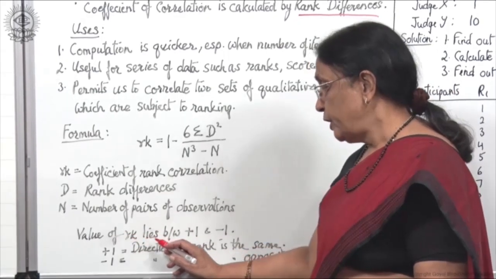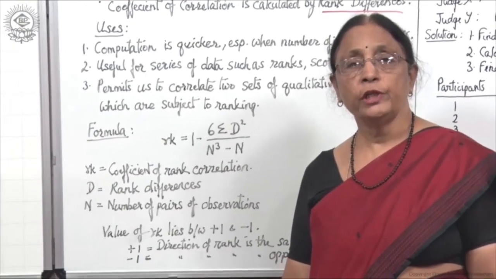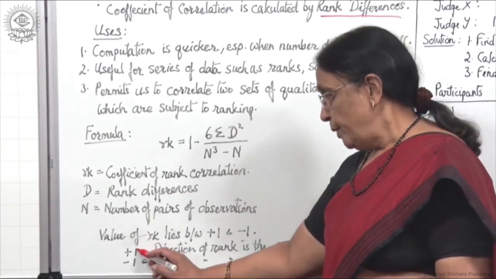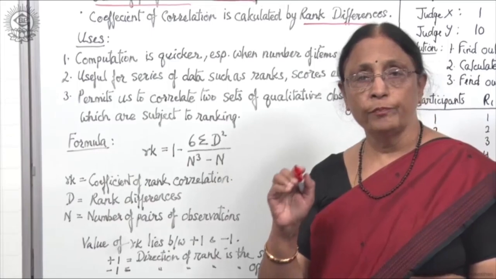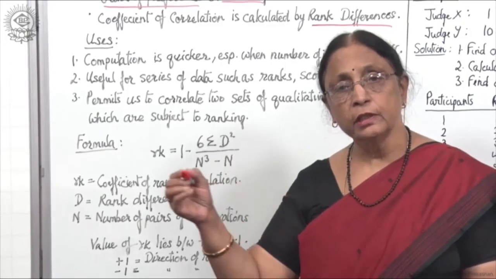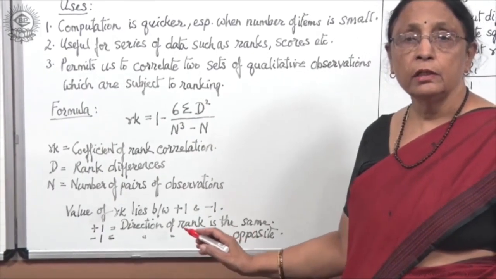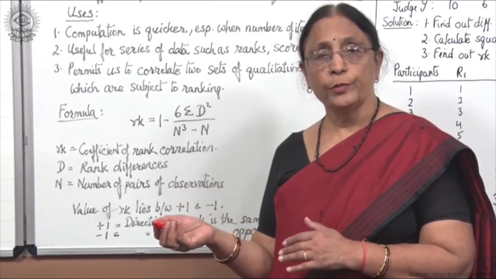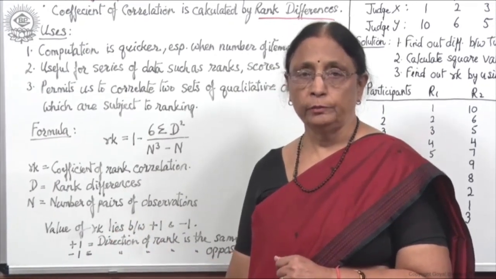Now the value of RK lies between +1 and -1. Here again the value of rank correlation is between +1 and -1. +1 shows the direction of rank is the same. That means in the case of +1, the direction of ranks given by two judges is the same. But if it is -1, it indicates that ranks are given in opposite direction, right? They are moving in opposite direction if RK is equal to -1.